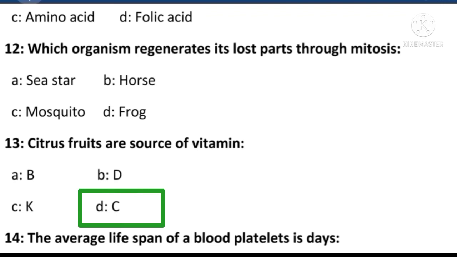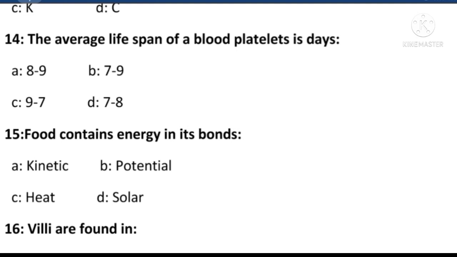Next question: the average lifespan of a blood platelets is days, 8 to 9, 7 to 9, 9 to 7 or 7 to 8. And answer is D, 7 to 8. The average lifespan of a blood platelets is 7 to 8 days. D is correct option.